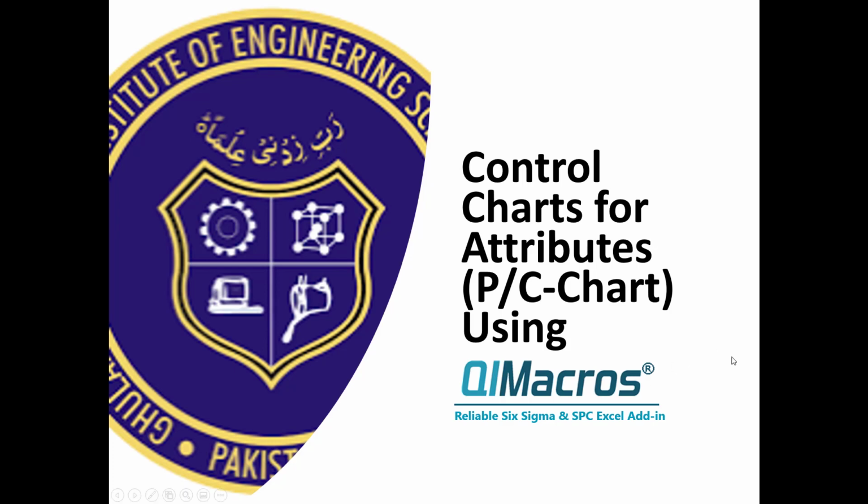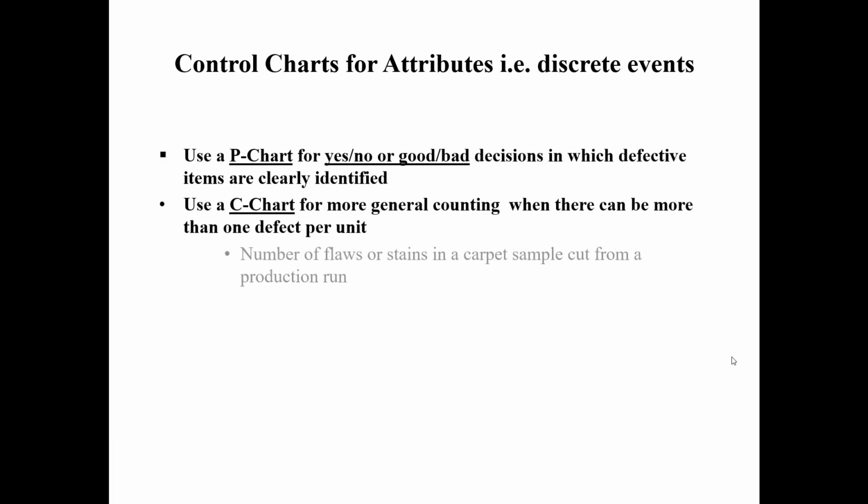In this lecture, I'm going to show you how to use the P chart. As you know, we already know how to use the X bar chart and R bar chart. We will use a P chart for yes or no, good or bad. We use this P chart basically when we have two possible outcomes, meaning the decision will be good or bad.